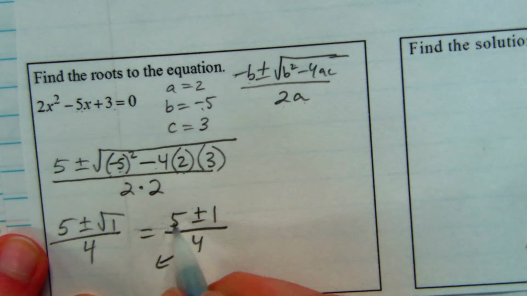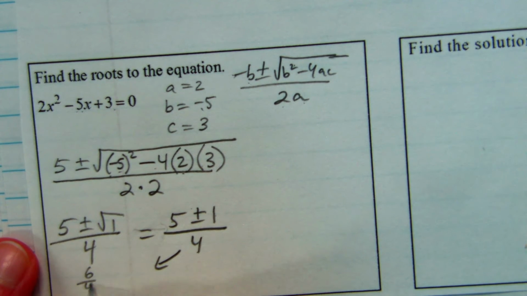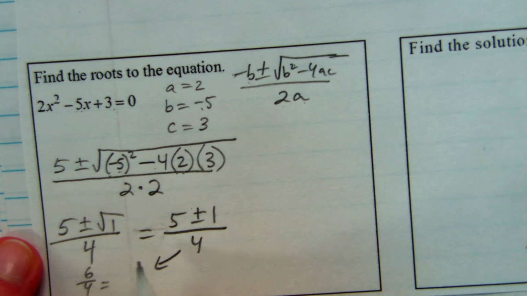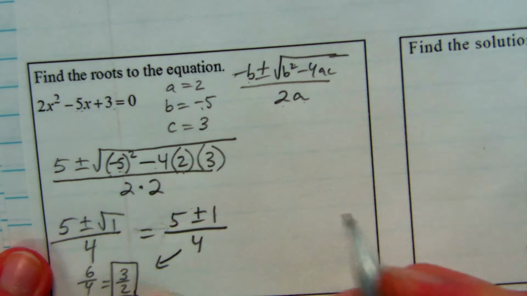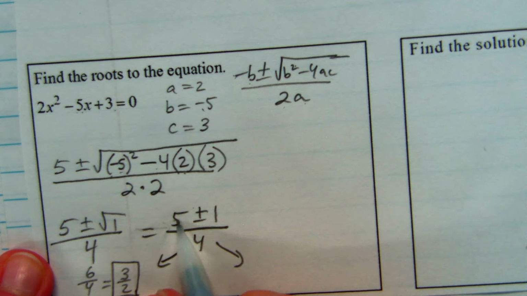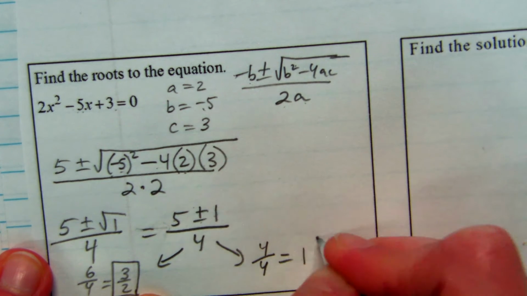So for the first one, I'm going to do 5 plus 1, which is 6. So I have 6 over 4, which you can just write as 3/2 if you want, or 1.5. And then the second time, 5 minus 1 is 4, so 4 over 4 is 1.